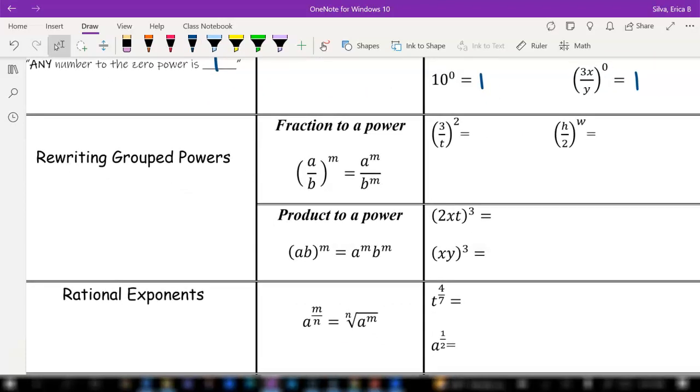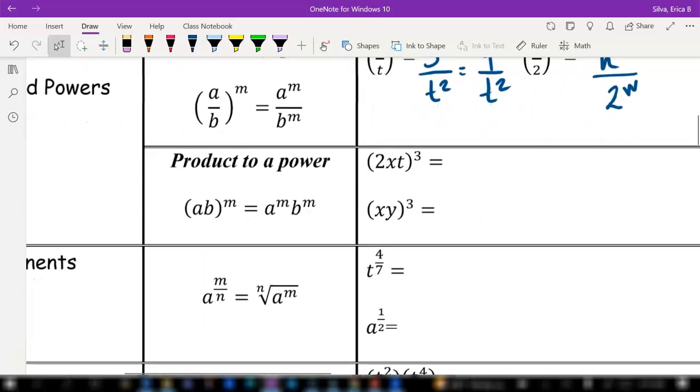Before we start applying the other rules, we need to be able to rewrite grouped powers. So if we have a fraction that's to a power, that means every number in the numerator gets that exponent and the denominator gets that exponent. For example, we have 3 to the second power and t to the second power. We get 9 over t squared. Same with this one, we'll have the numerator h to the 0 power, and then 2 to the w power.